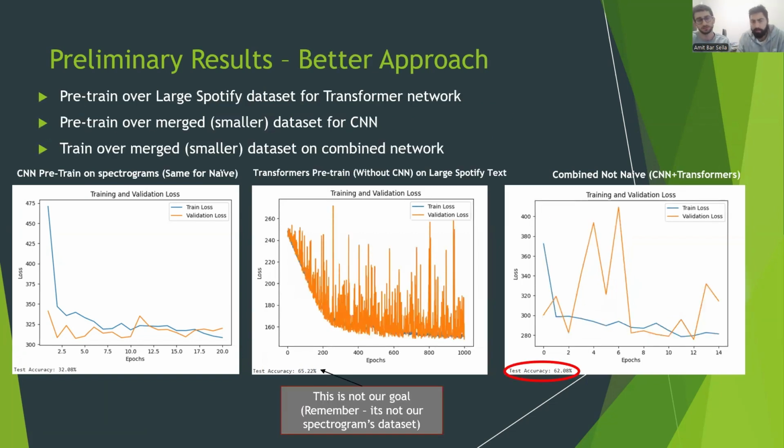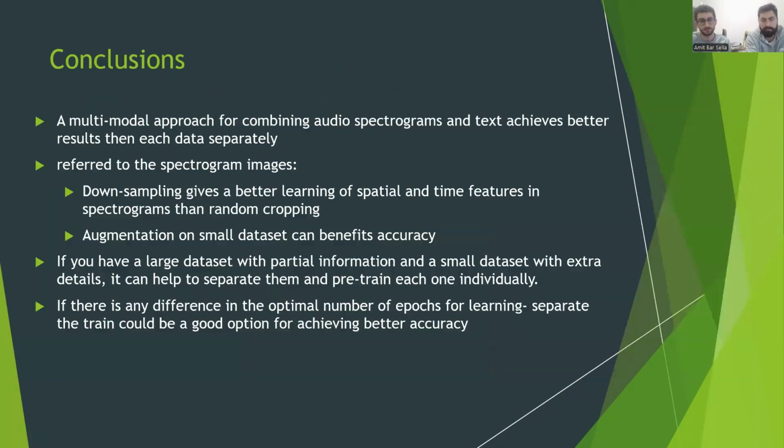Next, we use the pre-training approach. The CNN is pre-trained similarly, so the same accuracy. The transformer was trained on the huge Spotify dataset, which results in better test accuracy. Then the combined model, tested on the merged dataset, yields around 62% accuracy. This number is a bit higher than the naive approach, showing that pre-training helps.